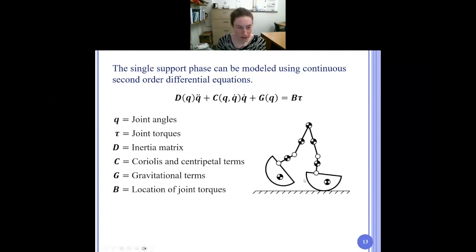So in order to create the model, for the single support phase, we can use standard equations of motion. It's relatively easy to find these equations of motion using the method of Lagrange if you have circular feet, because it's straightforward to find the position of the ankle because the curvature of the foot is constant, and once you know the position of the ankle, you can work your way up and down the chain in order to find all the other relevant velocities.